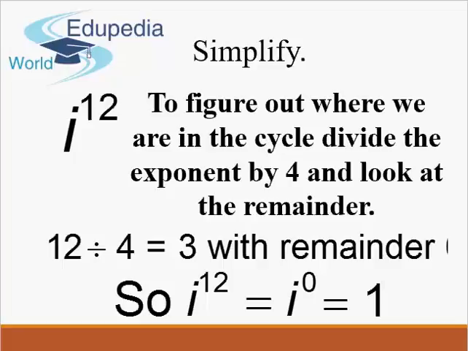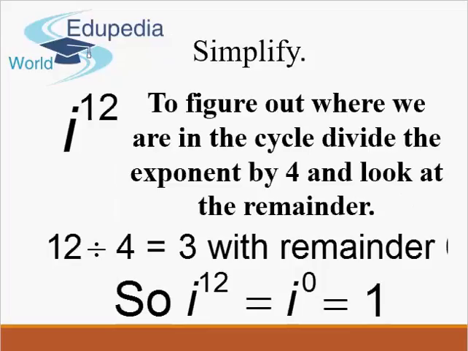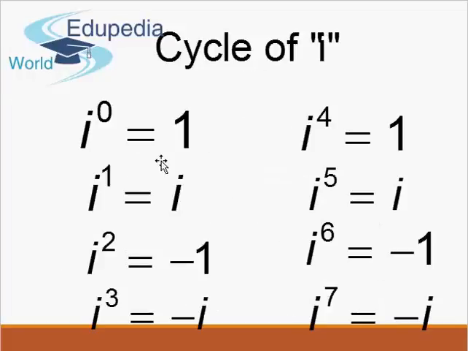So what do we get? We have to find the value according to the remainder. What is the remainder? i raised to the power of 0, which would become 1. Why? Because anything raised to the power of 0 is 1. So what we have to do is divide the power by 4. Whatever remainder you get, you compare it to these 5 over here, 0, 1, 2, 3, 4. That will be your answer. It's as simple as that.